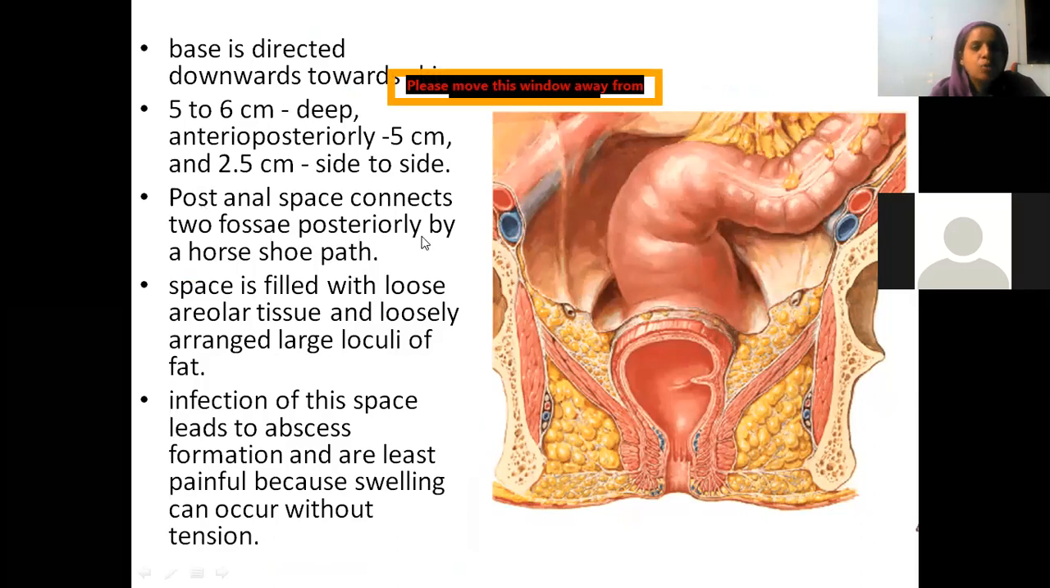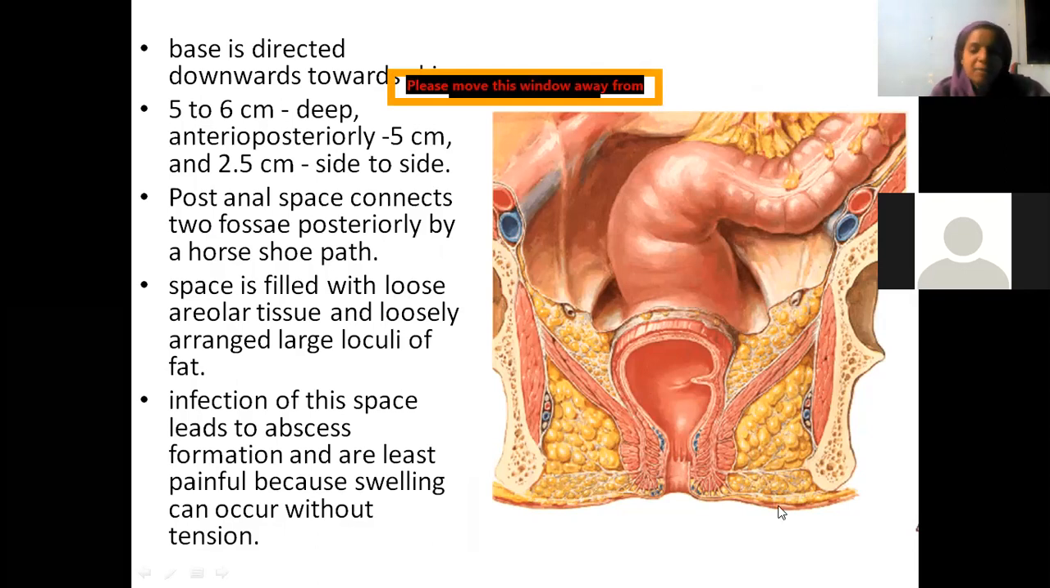Okay, so I will show you this posterior anal canal, you will not understand. If you observe this space, it is all filled with fat, and the fat is also loose, and it should be loose only. If it is tightly arranged and there is any infection, it cannot even expand. The infections become very painful. The upper fat is very loosely arranged, but the lower fat is tightly arranged. Hence, infections in the upper part are painless. At least pus can be accommodated in loose fat.